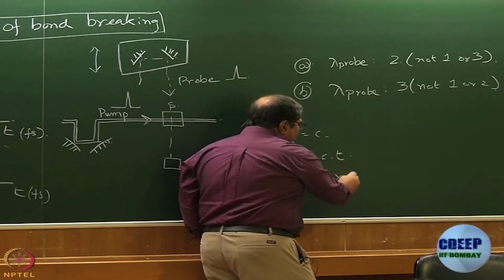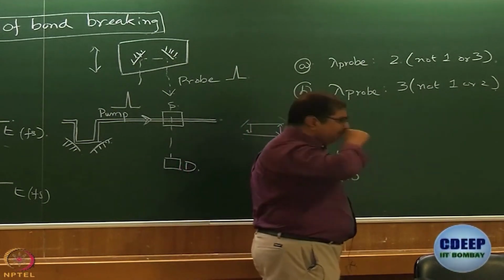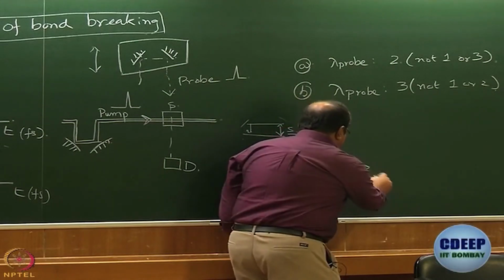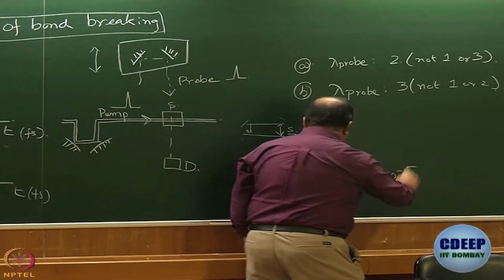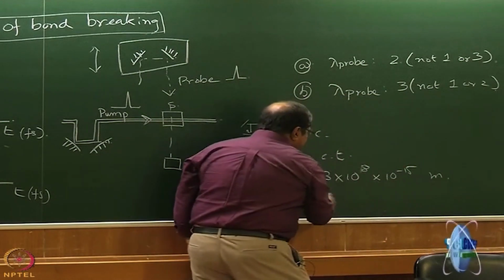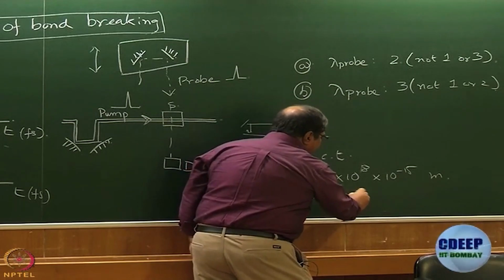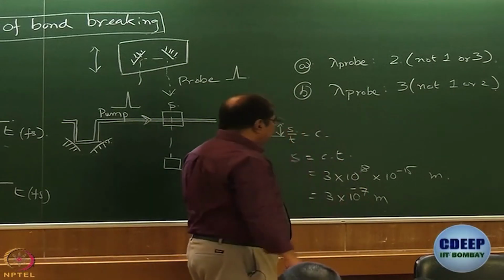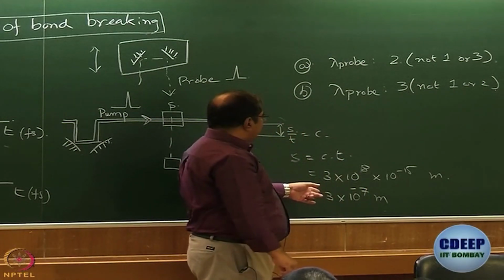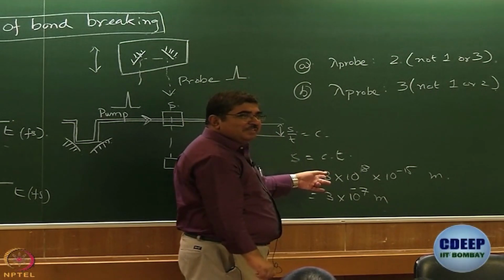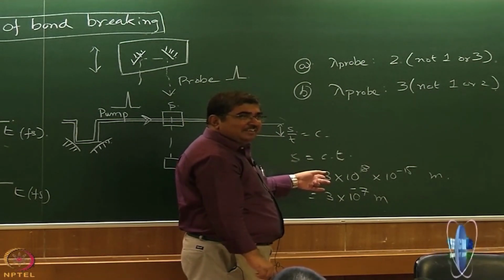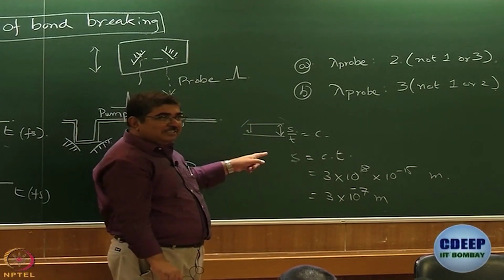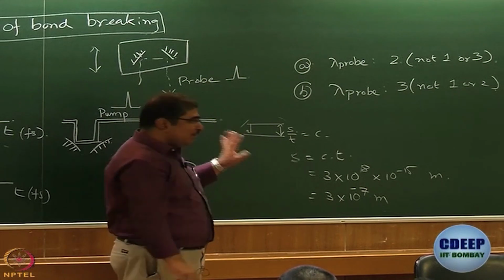This is 3 into 10 to the power 8 meters per second, multiplied by time, 10 to the power minus 15 seconds. So, this turns out to be 3 into 10 to the power minus 7 meter. Actually, this is not right, isn't it? There is a factor of 2 as well, because if the mirror moves by S, the path length produced is actually 2S. So, a factor of 2 will also come in, okay, but we are not bothered about that.